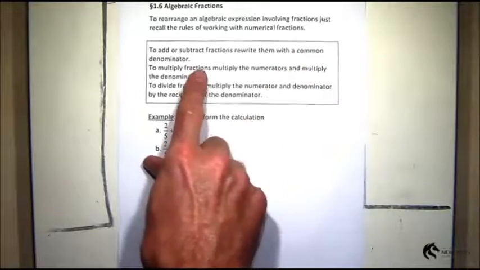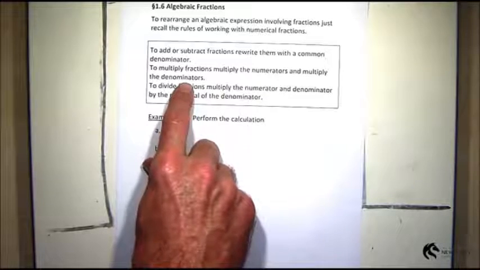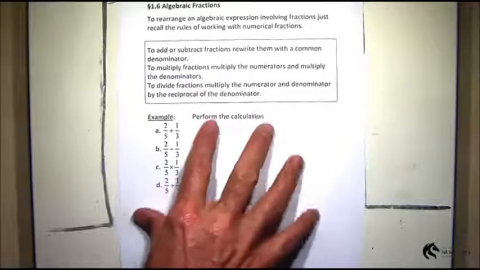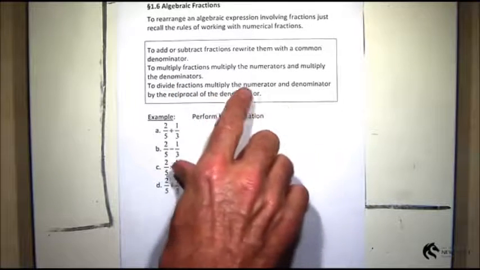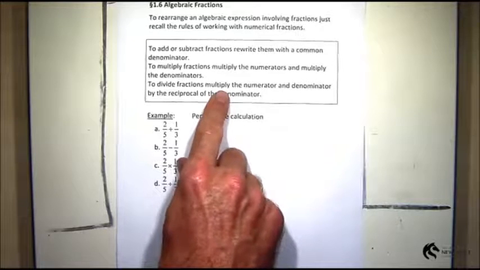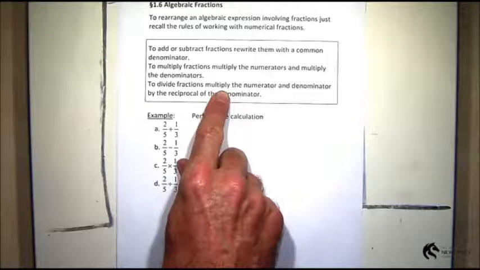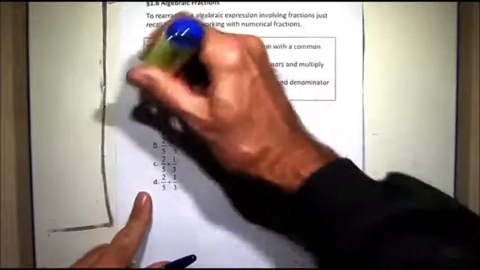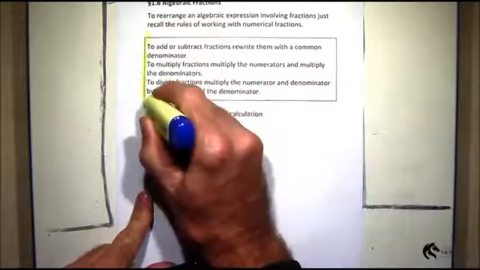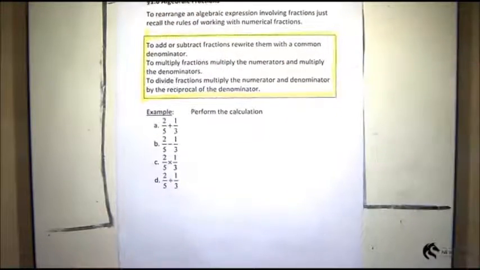Okay, to multiply fractions, multiply the numerators and multiply the denominators. I should have put that one first. But anyway, to divide fractions, you multiply the numerator and the denominator by the reciprocal of the denominator. That sounds really fancy. You probably remember it as invert and multiply. That's saying the same thing. But anyway, let me just highlight that and say that's how we work with fractions when we're just using numbers.